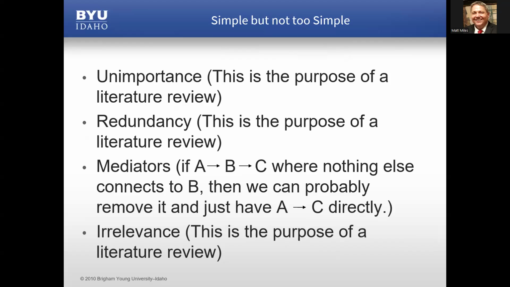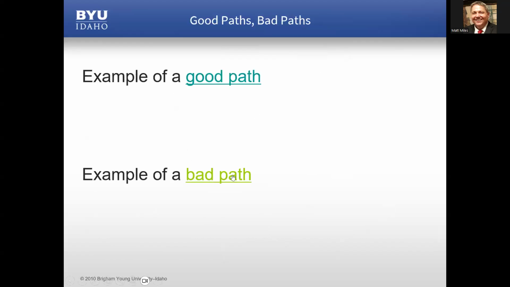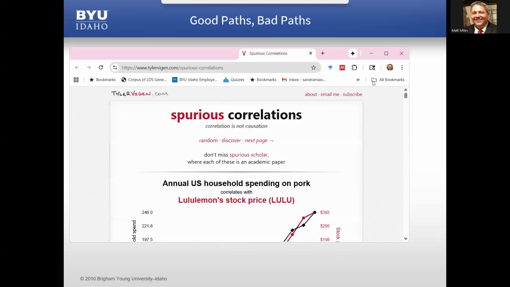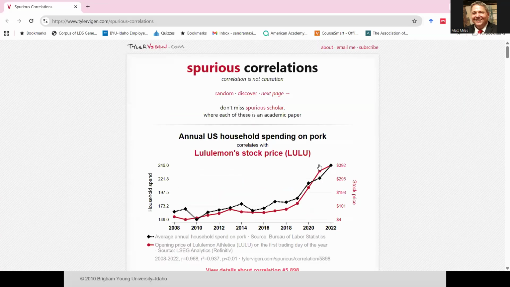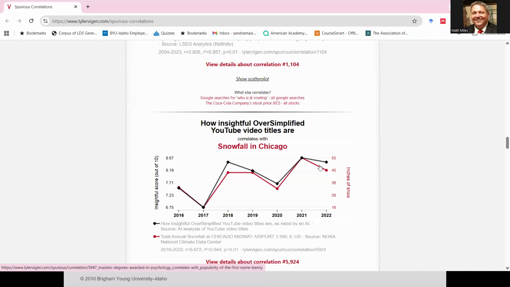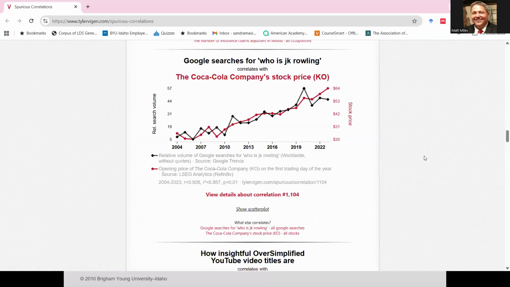This is the reason. There's a person named Tyler Vigen, or whatever his name is. He finds all of these correlations between things. So here's an example: the Coca-Cola stock price. There's a really high correlation between people searching on Google "who is J.K. Rowling" and the stock price of Coca-Cola.